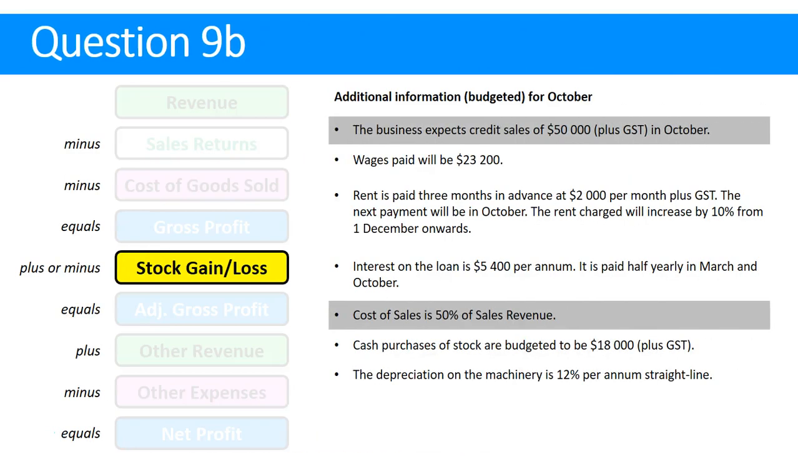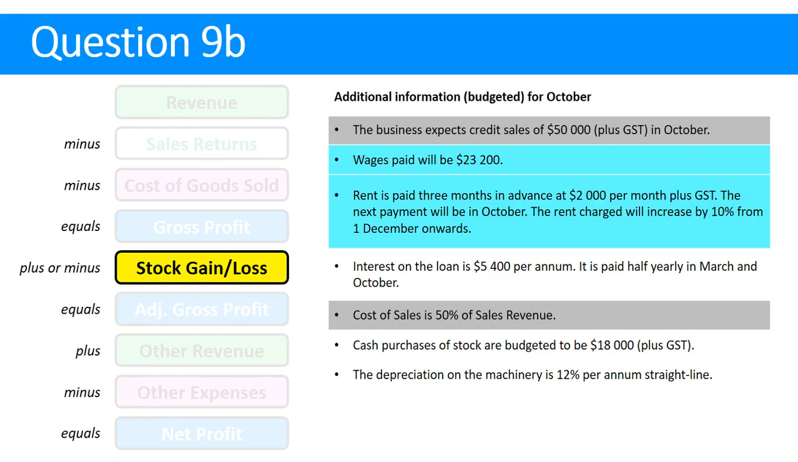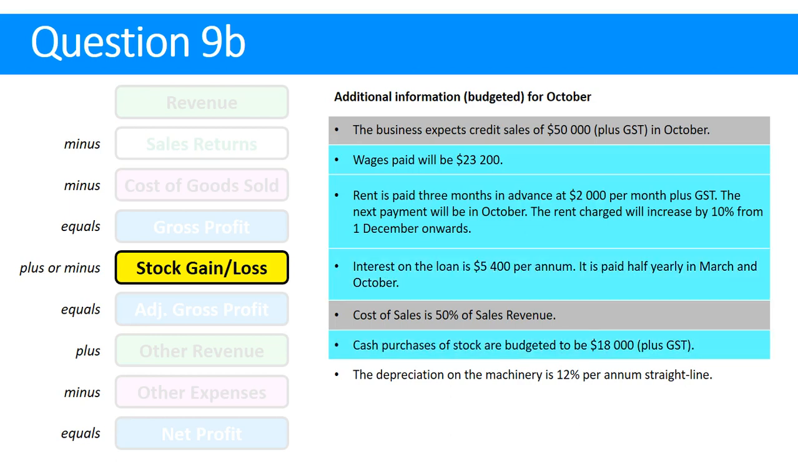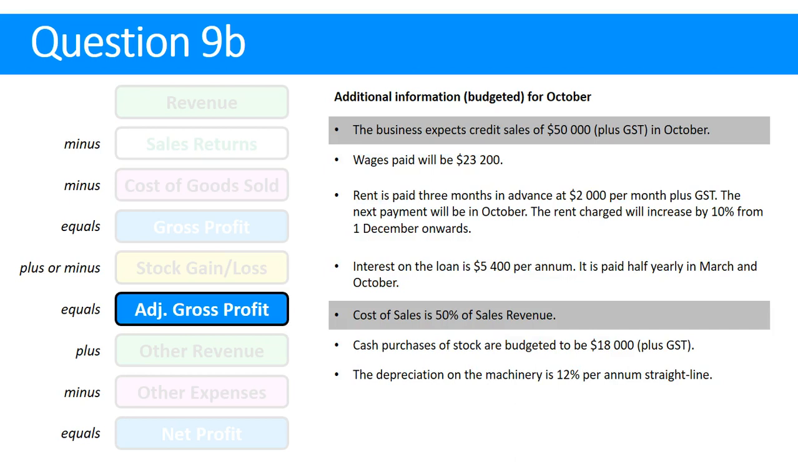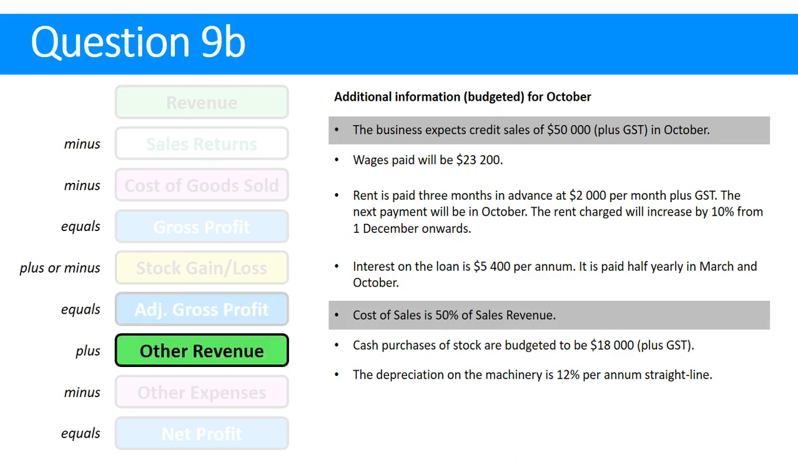Now that we've done that, we can look for our next section, which is, are there any stock gains or losses? So we've ticked off the two items in grey there. Let's look at the rest. We've got wages, no. Rent, no. Interest, no. Cash purchases of stock, no. And depreciation on the machinery, no. So we've not got any stock gains or losses, so we can ignore that. Now if we don't have a stock gain or loss, we can ignore entering an adjusted gross profit too.